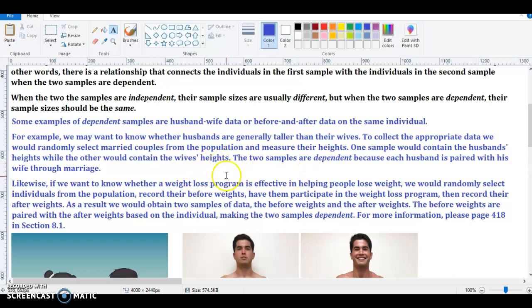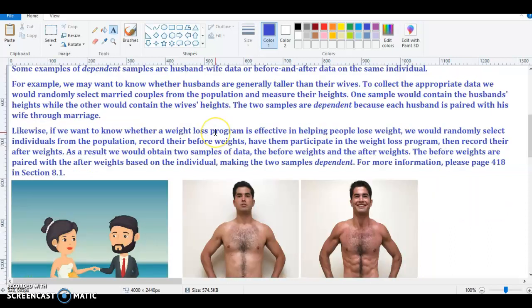So then why would these samples be dependent? Well, the two samples are dependent because each husband is paired with his wife through marriage. Remember, if you want to know whether husbands are generally taller than their wives, we must measure the height of each husband in the couple, and then likewise measure the height of each wife in the couple. Then we would obtain two samples.